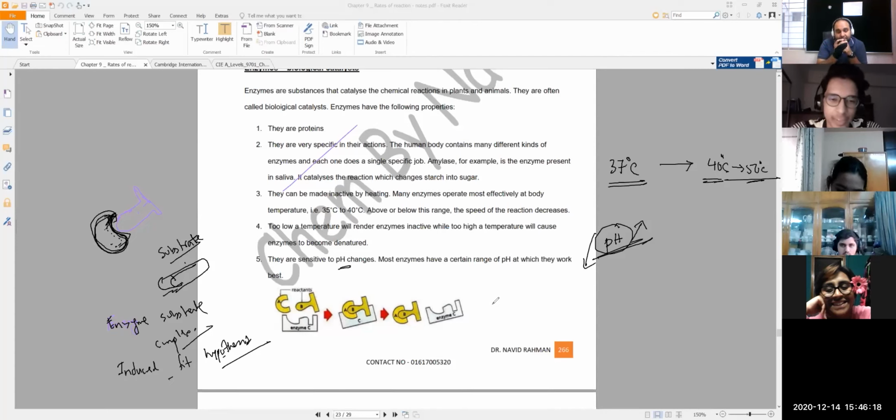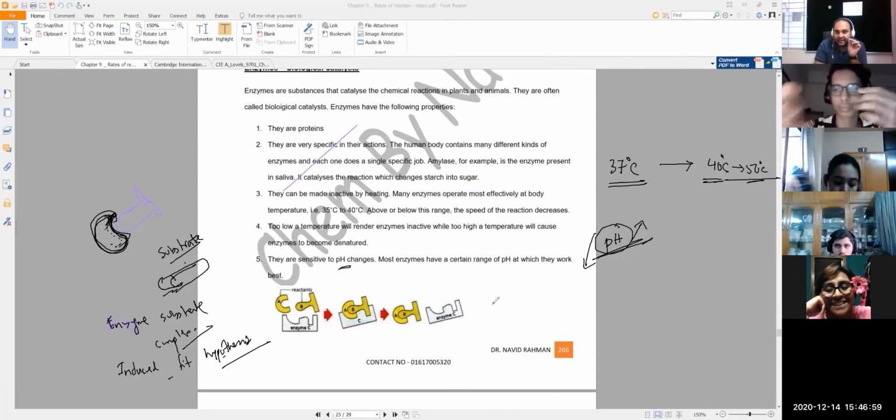Example is amylase or lipase. Amylase will only work on carbohydrates. Salivary amylase will only work on starch. Pancreatic amylase will work on the broken down polysaccharide chains. But if you replace salivary amylase, if you put a pancreatic amylase in your mouth, it cannot carry out its function. That's how specific Allah has made enzymes in our body.